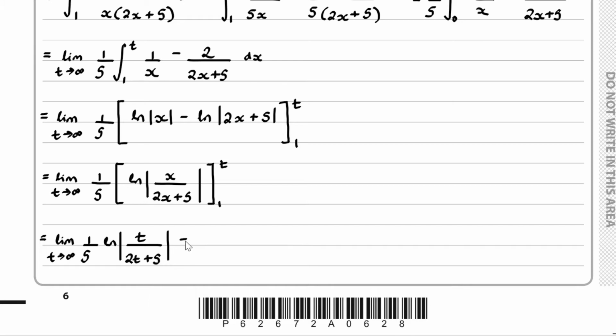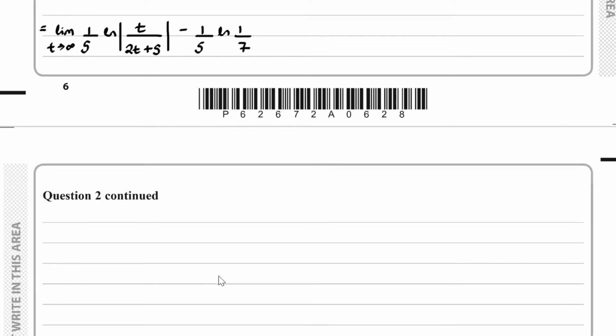And for our lower limit, we simply have 1/5 times by the natural log of, well, here on the top we've got 1, and on the bottom we've got 2 times by 1 plus 5, so that's 7 on the bottom. So here we've got 1/5 times by the natural log of 1/7. So, to evaluate 1/5 times the natural log of t over 2t plus 5 as t tends towards infinity, we'd have to divide both the top and bottom by t.